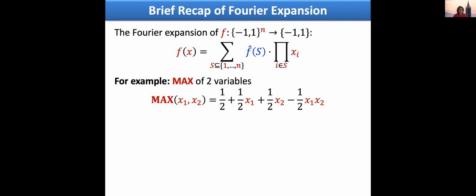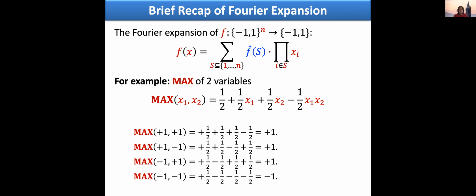A very standard fact by now is that any Boolean function can be expanded as a multilinear polynomial in the Fourier basis, where you can write it as some monomial and a coefficient to that monomial. It's called the Fourier coefficient, f hat of S. For example, the maximum of two variables can be written as a multilinear polynomial in this way, and you can check that it works on all 4 possible inputs. But the really nice thing is that it doesn't just work for the maximum of two variables, it really works for any Boolean function.